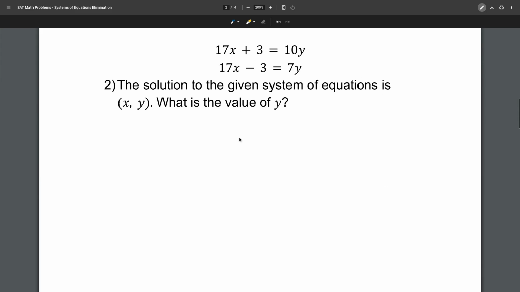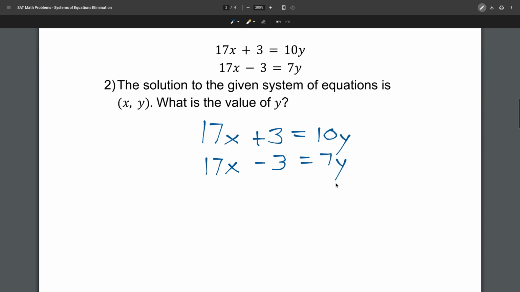Okay, so we have the equation 17x plus 3 equals 10y, and 17x minus 3 equals 7y. You might want to pause the video at this point and try and figure this out on your own. Alright, so what we're going to do is subtract the bottom equation from the top.